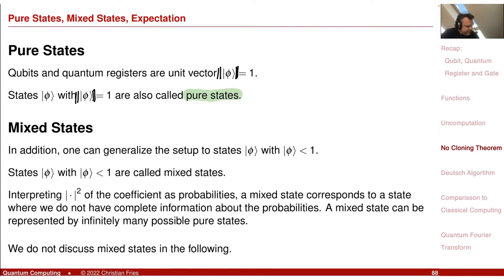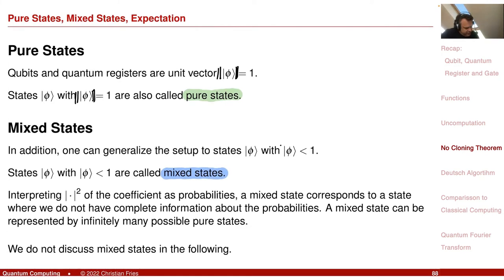In the literature, you also find mixed states. Mixed states are states where the norm of the state is smaller than one. If you interpret the coefficients as probabilities, you see that the probabilities do not sum up to one. So there is something missing, so there is some uncertainty. And these mixed states could be represented by infinitely many pure states.